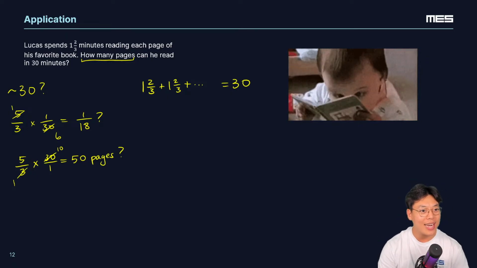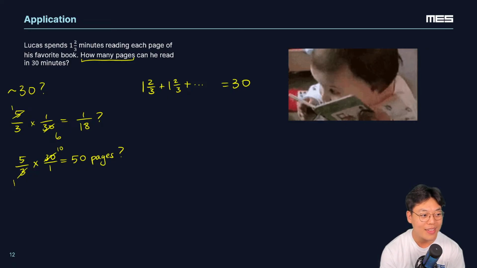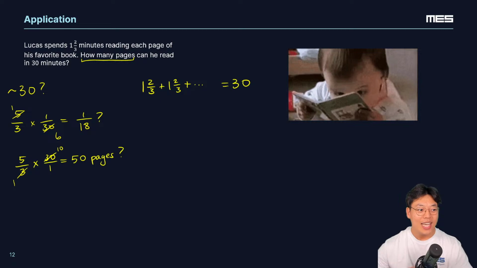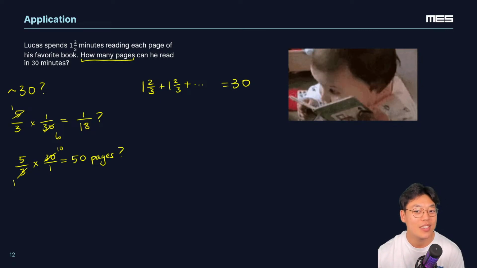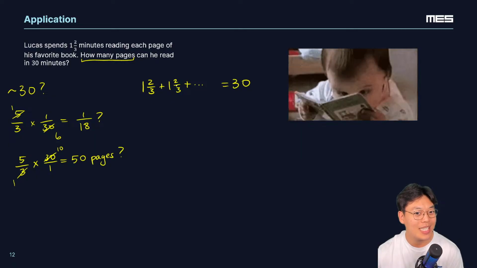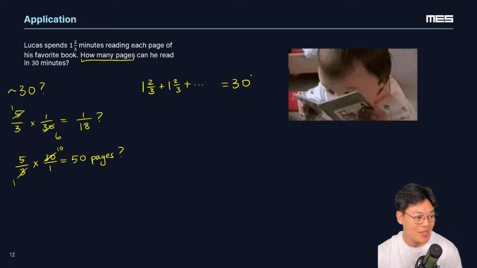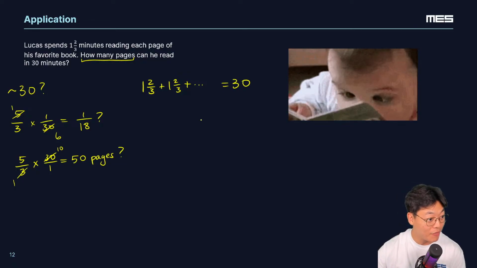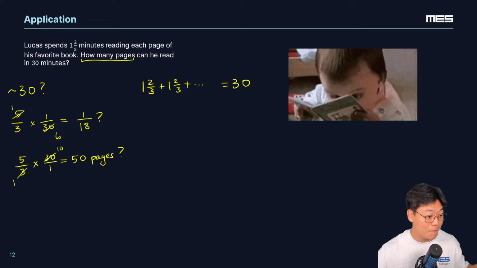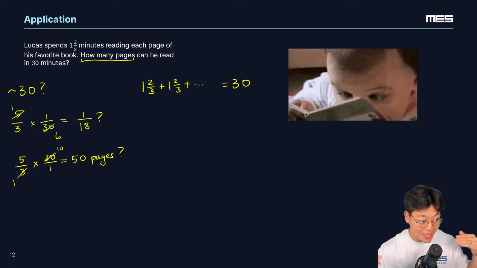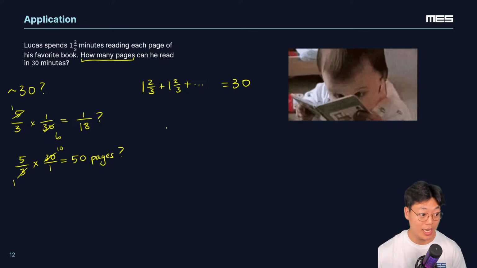How can we write that as an expression? How many times does 1 and 2/3 go into 30 minutes? 50 over 5/3. Again, we don't really need the 50 here anymore because we know that's out of the question, but good guess. We're getting somewhere.